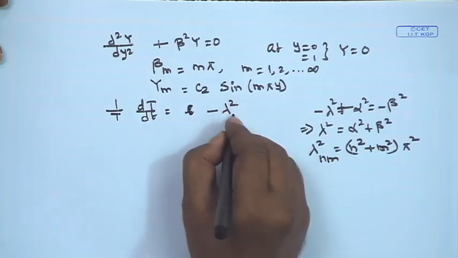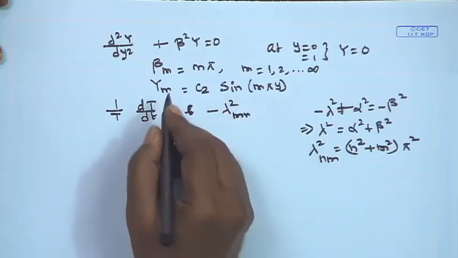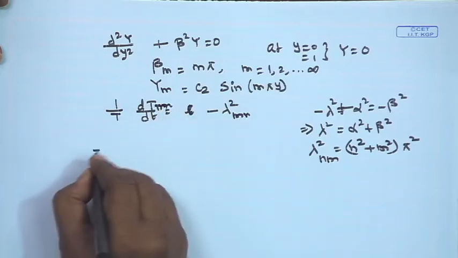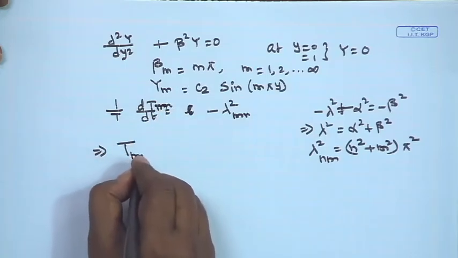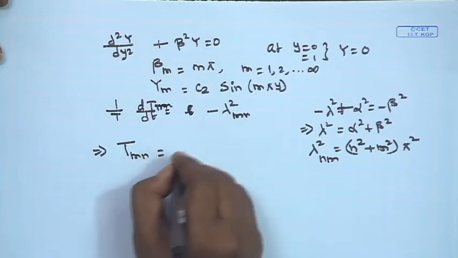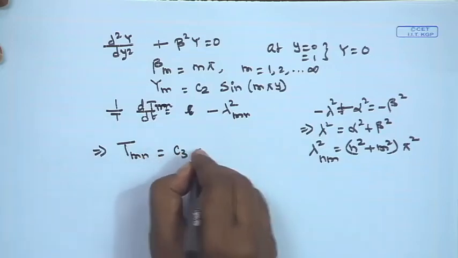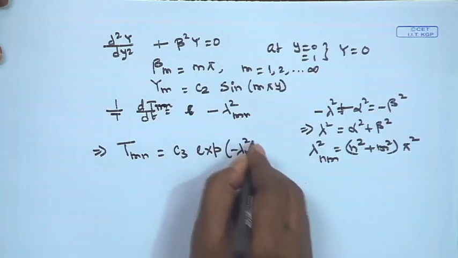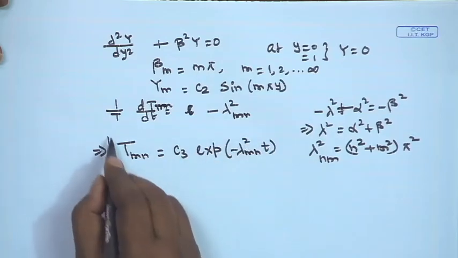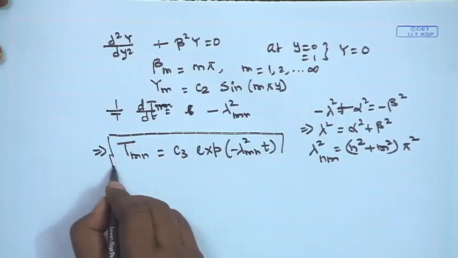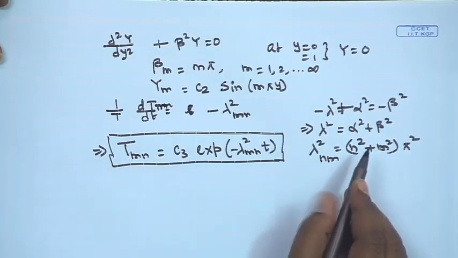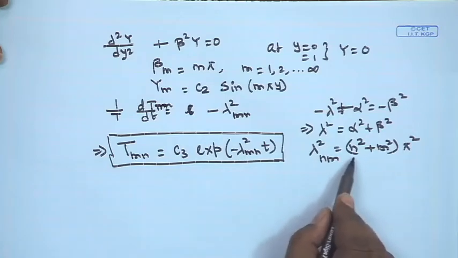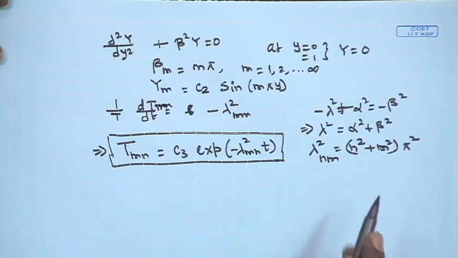So, I write lambda m n here, and this will be T m n. So, therefore, the solution of T m n will be nothing but another constant, let us say C3 exponential minus lambda m n square t. So, this is the solution of the time varying part, and where the constant lambda m n square can be written as m square plus n square into pi square.